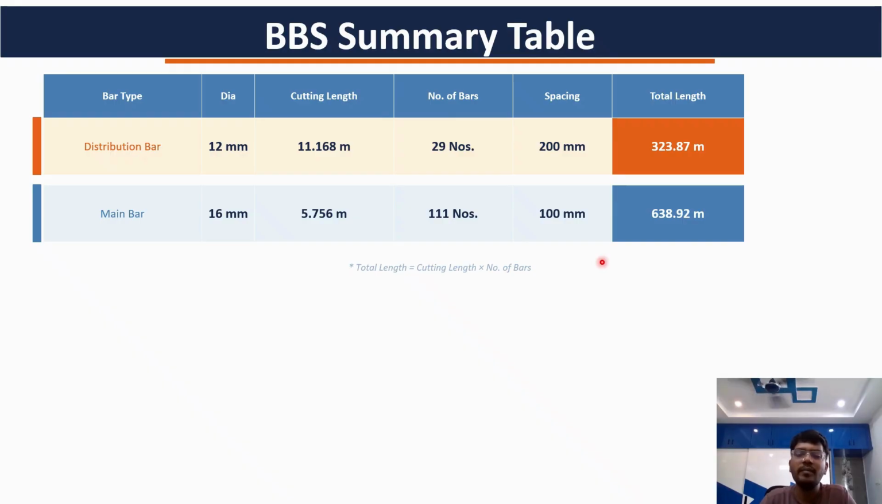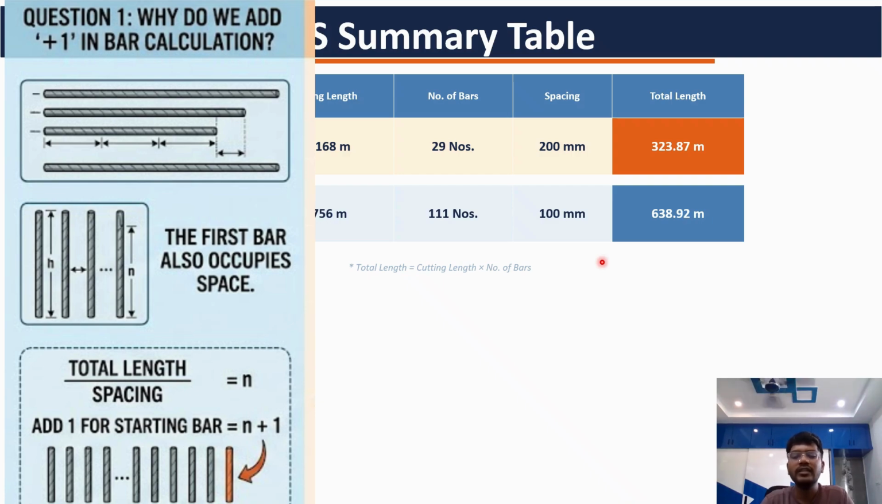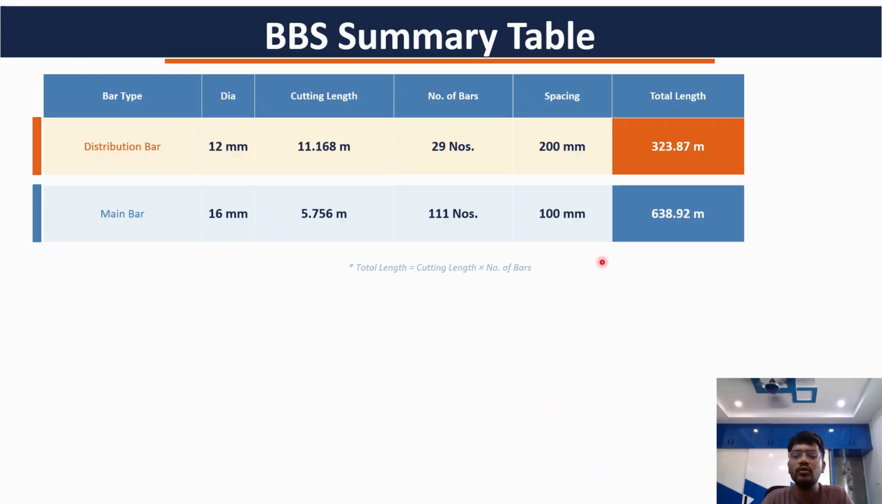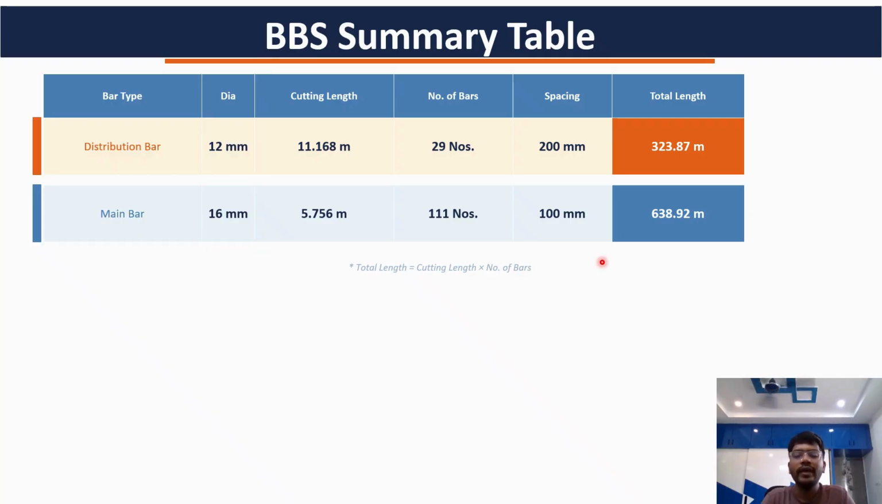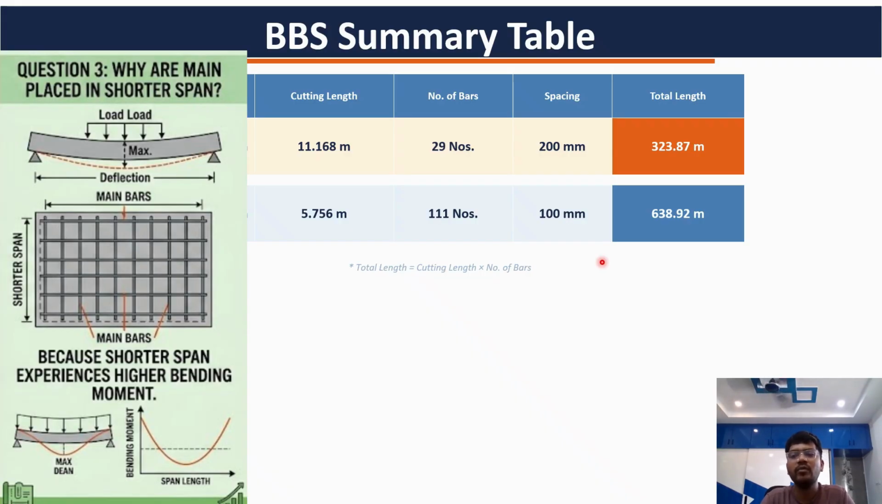Now let me ask you some common interview questions. Question 1. Why do we add plus 1 in bar calculation? The answer is because the first bar also occupies space. Question 2. Why are hooks provided? Hooks are provided to improve the anchorage and the bond between steel and concrete. Question 3. Why are main bars placed in the shorter span? I have already explained, because the shorter span experiences high bending moments. That's why main bars are placed in the shorter span.